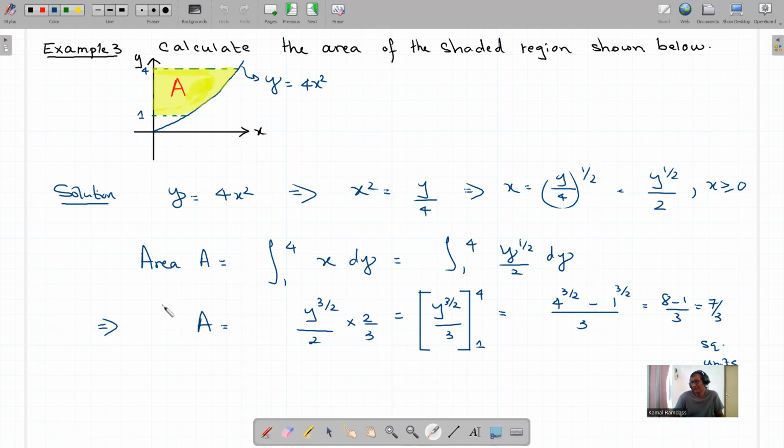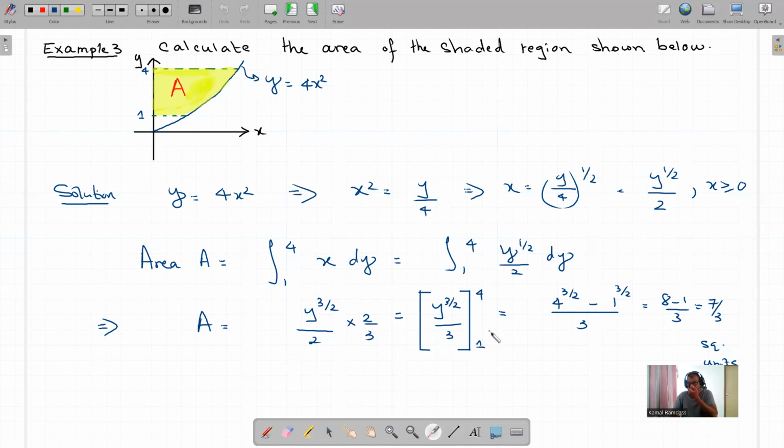And the area is integration of 1 to 4 x dy, integration of 1 to 4 y to the power of half divided by 2 dy. We increase the power by 1, 3 by 2. We divide by 3 by 2. In fact, we multiply by the reciprocal, 2 over 3 divided by 2. And then we get y to the power of 3 by 2 divided by 3. Ça 2 là et ça 2 là coupé. Y à la puissance de 3 sur 2 divisé par 3 entre 4 et 1.